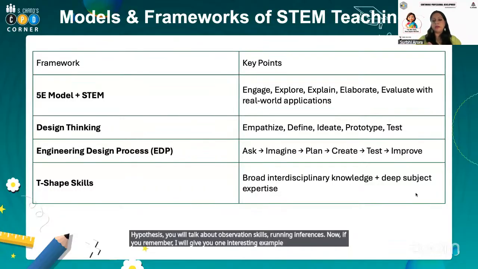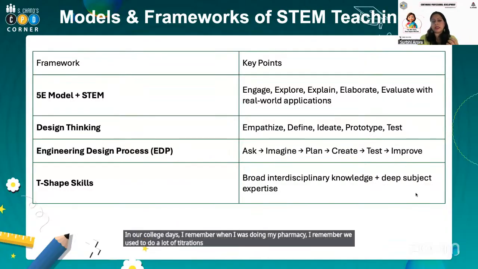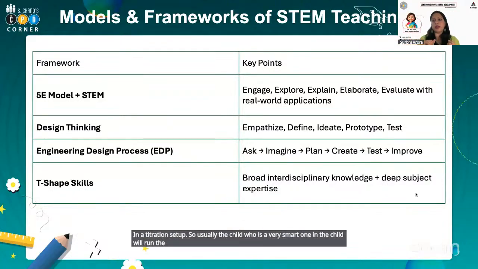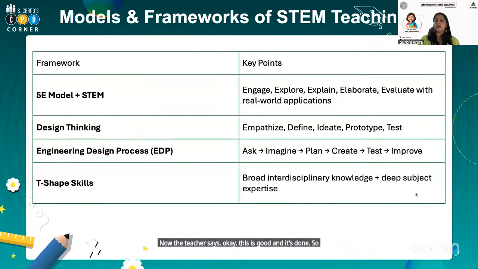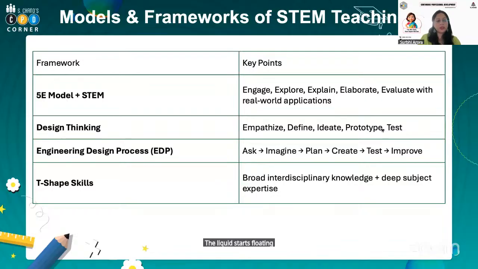Now, I will give you one interesting example. When we were young, in our college days, I remember when I was doing my pharmacy, we used to do a lot of titrations. I'm pretty sure if science teachers are here, you would have done a lot of titrations in the labs. When you run a titration, you have to find the endpoint. Usually the smart child in the class will run the titration, there is an endpoint and the value will come. The teacher says, okay, this is good, it's done. So the rest of the class would quickly run the titration until the endpoint was about to reach, and we'd stop the burette at exactly that level, so that drop by drop the solute and the solvent start mixing in.